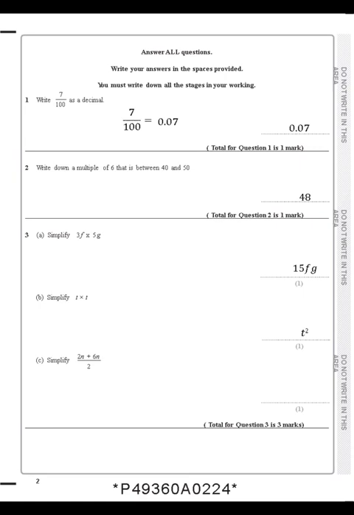Part C, simplify 2n plus 6n divided by 2. So 2n plus 6n is equal to 8n. 8n divided by 2 is equal to 4n.